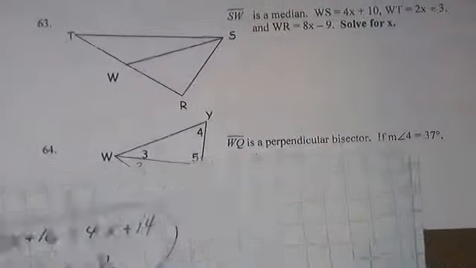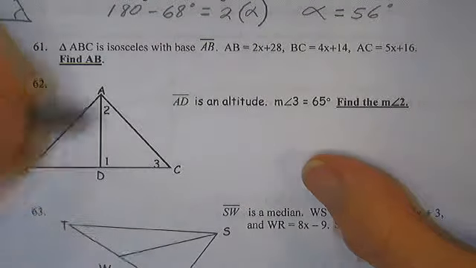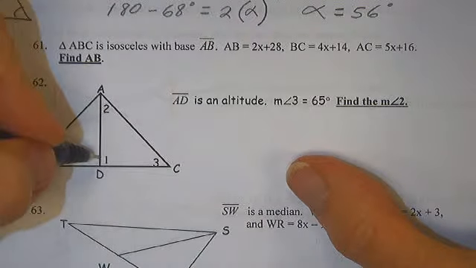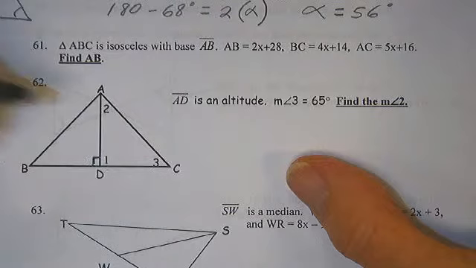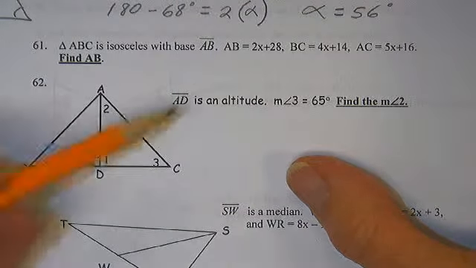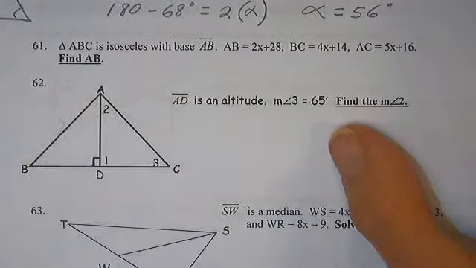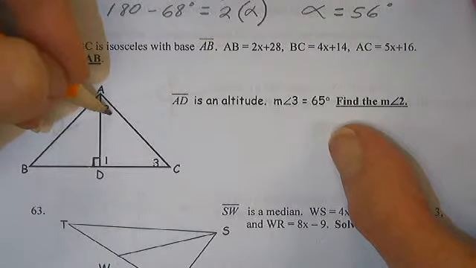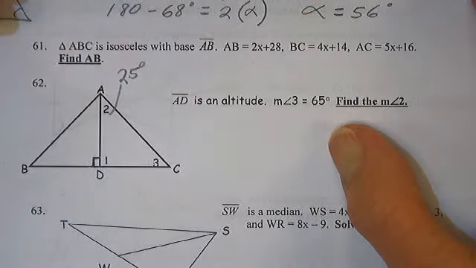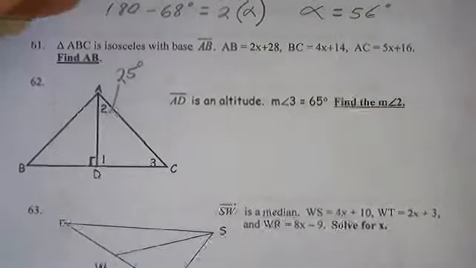Okay, 62. Where are we? 62. AD is an altitude. An altitude goes from a vertex perpendicular to the opposite side. The measure of angle 3 is 65 degrees. Since this is an altitude, we know the measure of angle 2 must be 25 degrees. Otherwise, you know nothing. 65 plus 25 is 90.